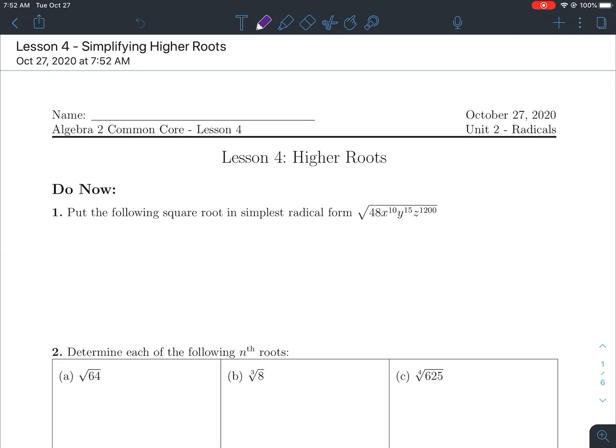Hey guys, this is Carrie, and in this video we're going to be taking a look at simplifying higher roots. They're not just square roots this time.